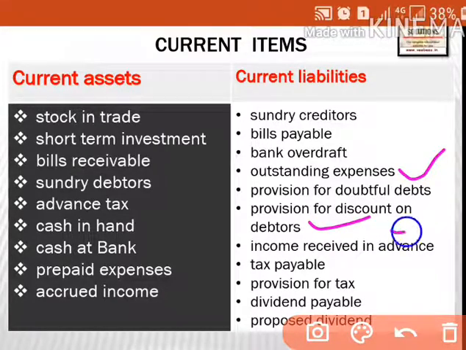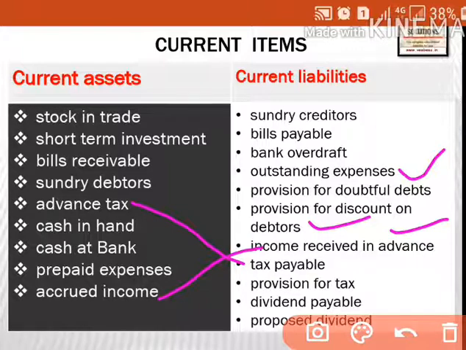Then provision for discount on debtors should be taken as current liabilities. Then income received in advance, accrued income. Accrued income is an asset and income received in advance is a current liability. Then tax payable, another item. Tax payable is a current liability and advance tax is a current item. If it is an item tax payable, that amount should be paid within the current year itself. That is why it is taken as current liability.